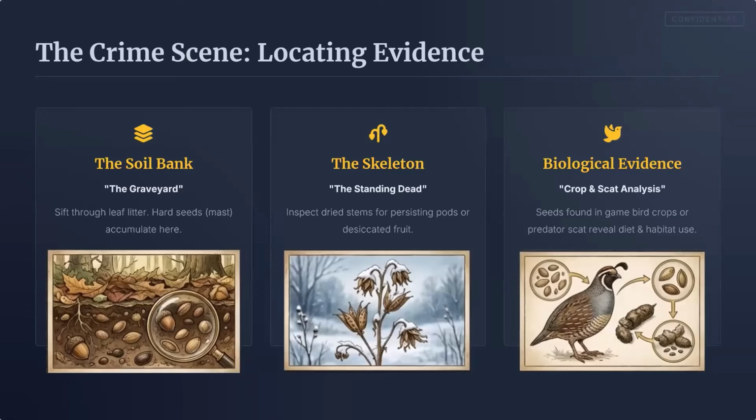Another place to look is in game birds in particular. You can look in the crop, which is a part of their digestive system that actually holds the seeds before they are mechanically digested. There you can determine what seeds they've been eating because the seeds are still intact. They haven't been broken down yet. Oftentimes researchers studying quail or dove or ducks will look in the crop to determine what sort of seeds they've been eating.